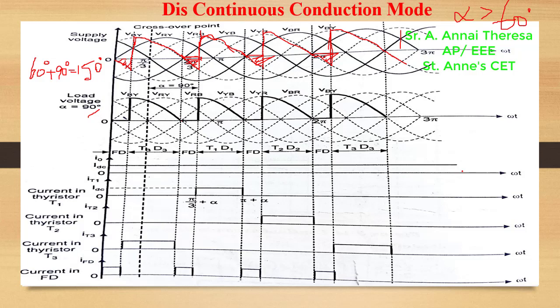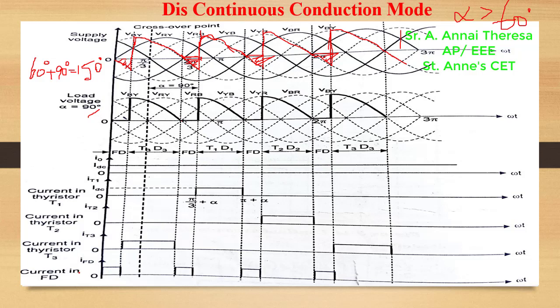Then the current is, as we saw already, the continuous flow of current. Then the current through the thyristors T1, T2, T3: whenever thyristor T1 is conducting, you can draw the waveform. This is for T2. Like this you can draw for D1, D2, D3 also. This is the conduction period for D3, this is for D1, this is for D2, this is for D3.